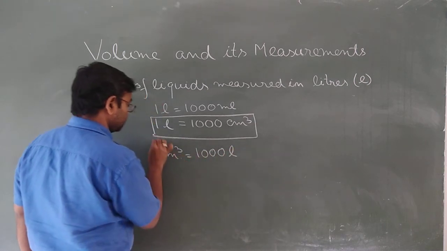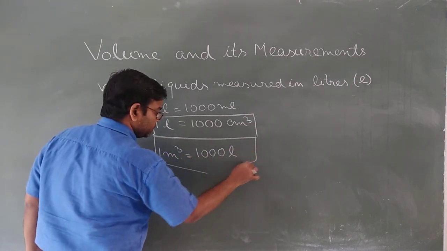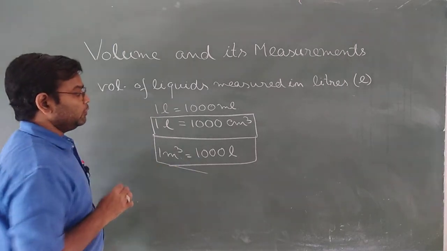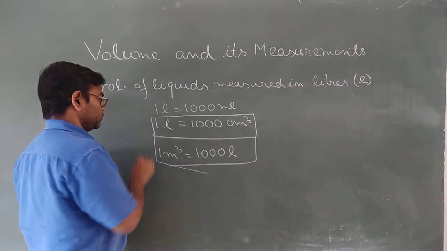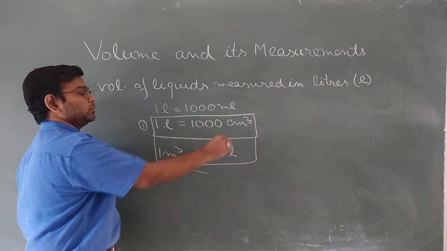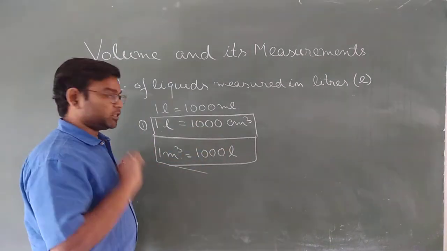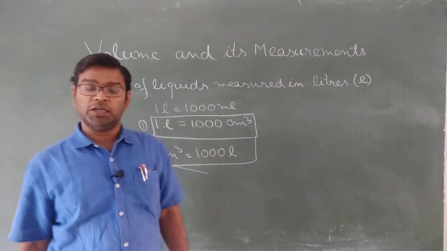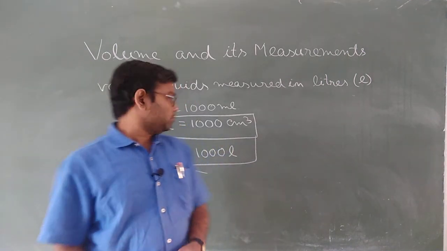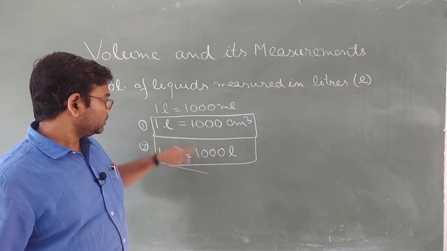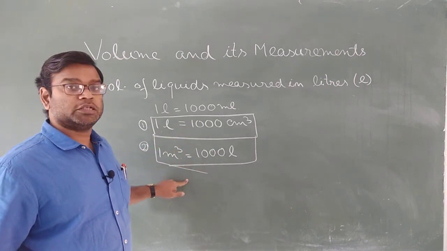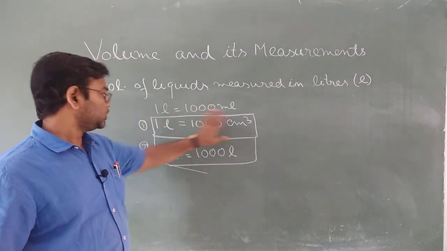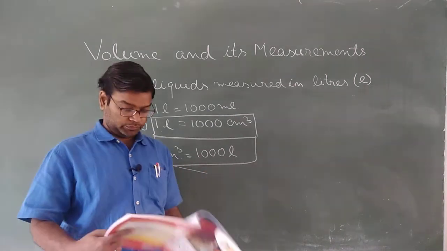This is the most confusing part. In numericals, all of you forget the unit. So first, 1 liter equals 1000 centimeter cube, you must remember. And second, 1 meter cube equals 1000 liter. Many times students get confused about these two relationships, so you must learn them by heart.